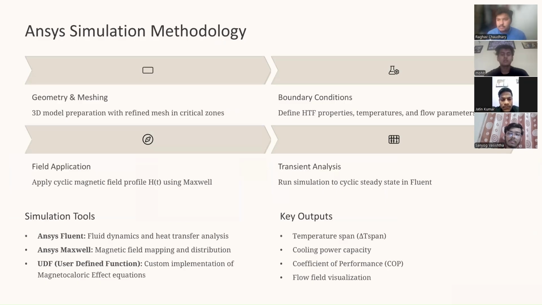Further simulation is done on ANSYS, where we have done geometry and meshing. We have established boundary conditions for our simulation. We did transient analysis, including computational fluid dynamics, flow simulation, heat and temperature simulation, and magnetic field simulation also.